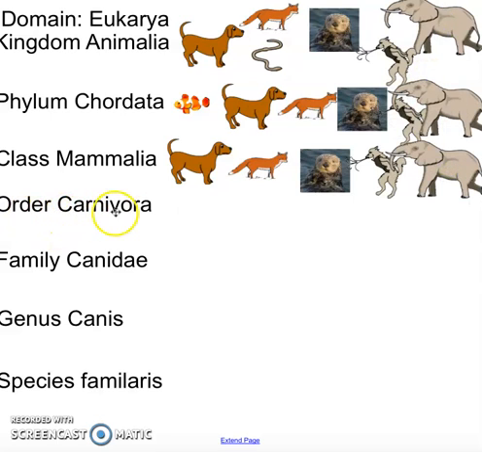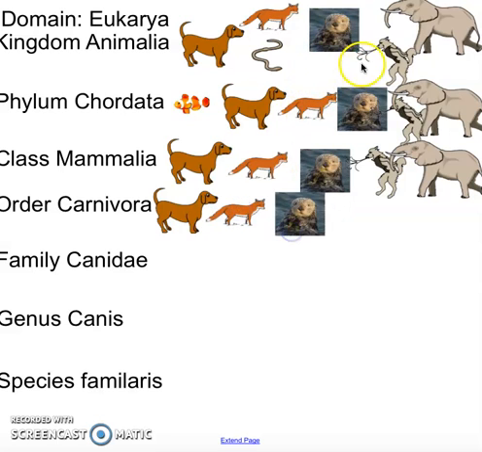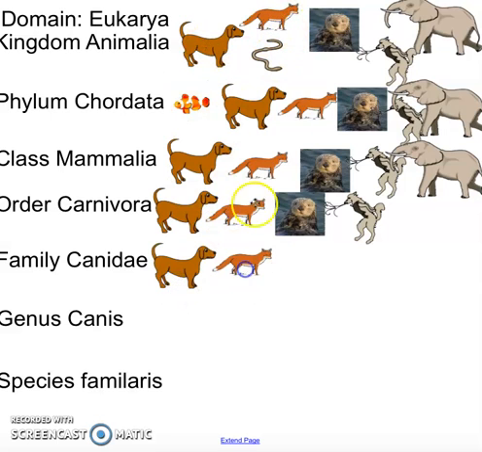Order Carnivora. Okay, so dogs are carnivores, foxes are carnivores, sea otters are carnivores, wolves are carnivores, but elephants are not. Family Canidae. Okay, dogs belong to that. Foxes, believe it or not, they do. I'm left with a sea otter, but sea otters are not in the family Canidae. And the wolf, family Canidae.